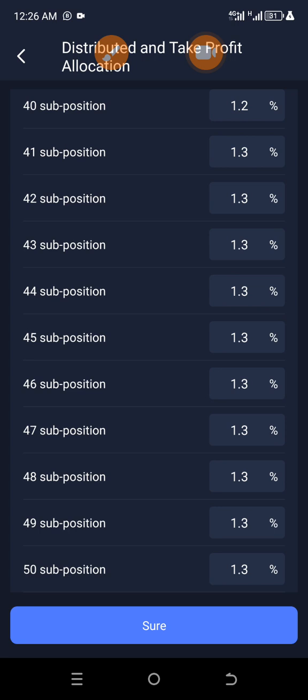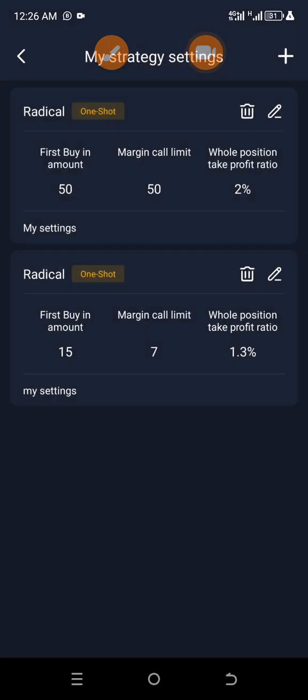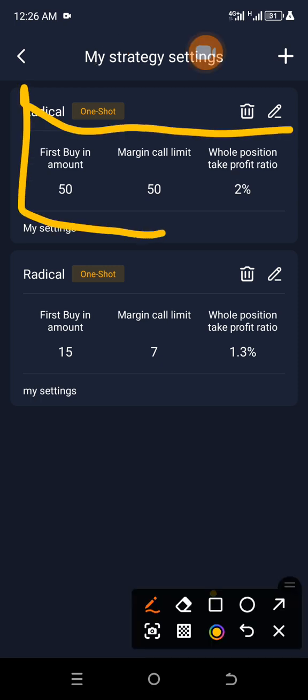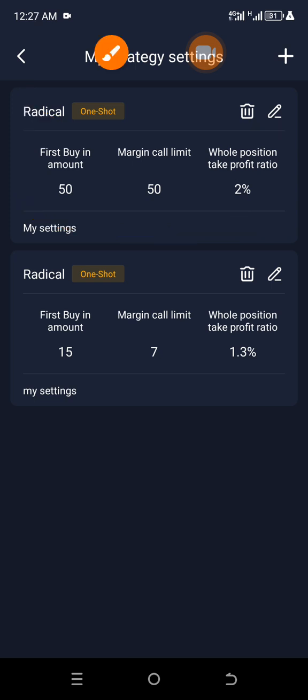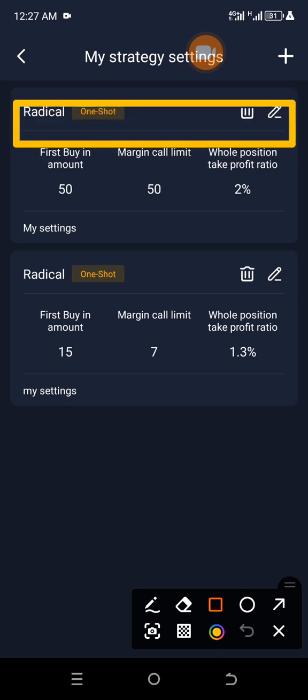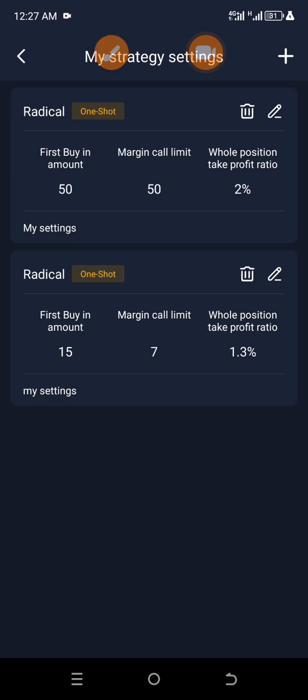Then you save this. Okay, so this is our settings. Look at it. It is here. That's our settings. Okay, now after you are done, you go back.